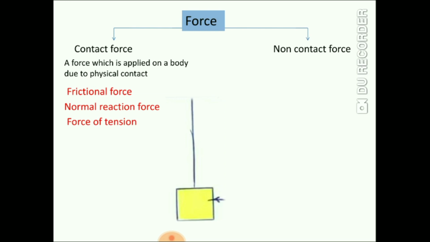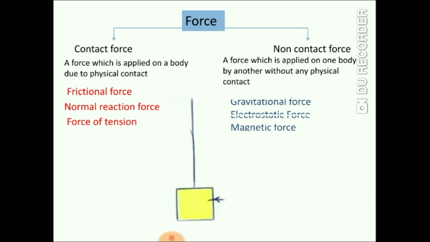Now let's go to non-contact force. A non-contact force is a force which is applied on one body by another without any physical contact. If one object applies force over another object without actually touching it, the type of force is called non-contact force. Examples are gravitational force, electrostatic force, magnetic force, etc. So we know what gravitational force is. It is the force of gravity with which one body attracts another. A body having mass attracts another body having mass. There has to be mass for gravitational force, without actually touching it. If one body having certain mass pulls another body having certain mass, the force is called gravitational force.